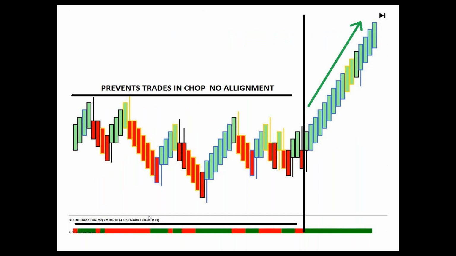And here's what happens when it's constantly changing color. Price chops. Now it's only one of the three lines, so you don't know whether it's going to stay red or stay green. But I just want to show you that if this continually changes, price is going to just chop around. And then when it goes to green, that's when price will take off.